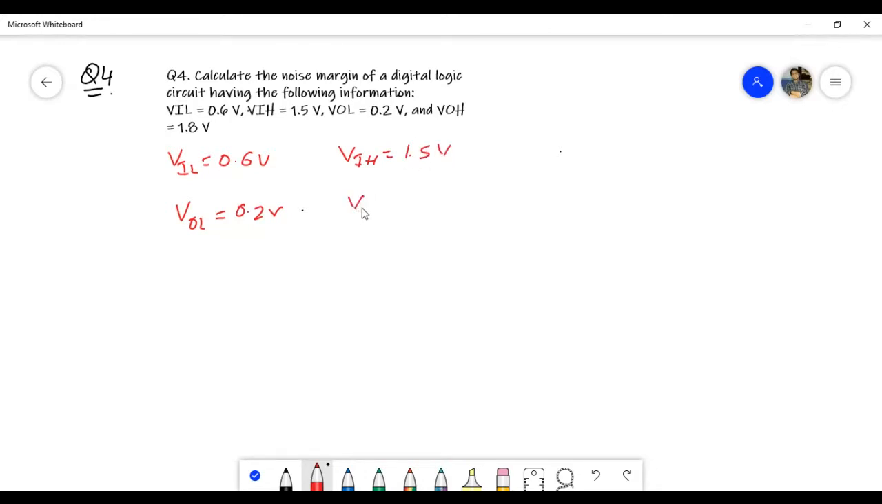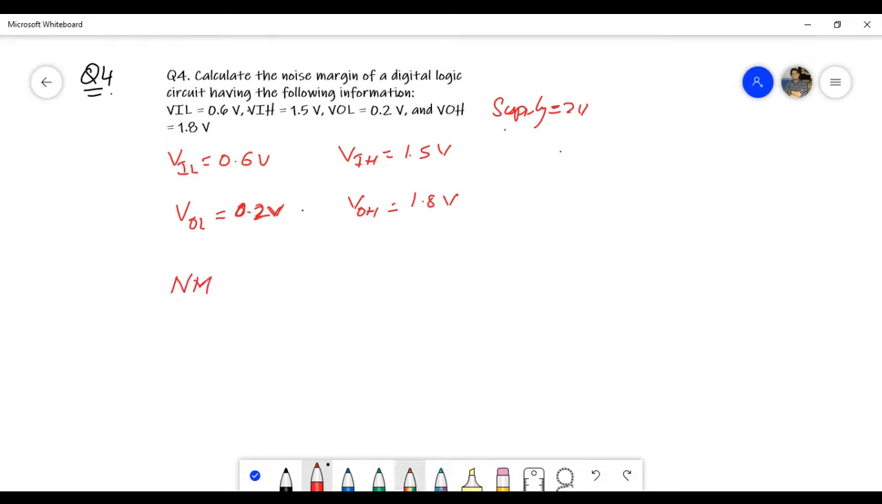And V core H is given as 1.8 volt. Okay, so the supply voltage here is 2 volt, given. This is the given data. We have to find the noise margin.